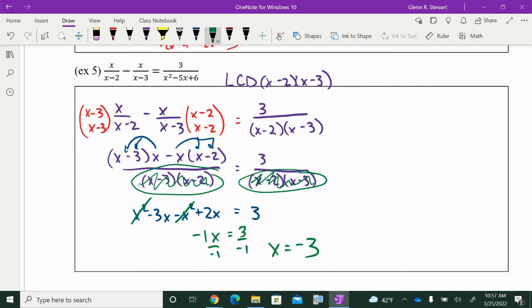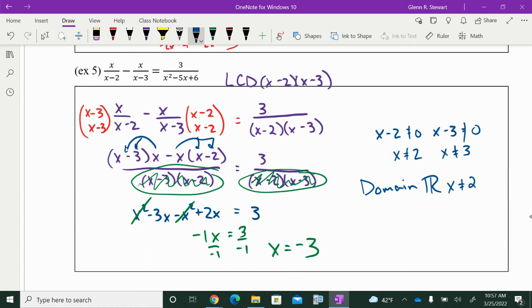Okay, we need to find the domain. And if you look at each of all those different denominators, the two things that stand out are x minus 2 and x minus 3. We need to make sure that they're not in our answer. So x cannot be 2. x cannot be 3. So our domain will be all real numbers, except where x is 2 or 3. That can't happen. And it just so happens that our answer is -3, not a +3. So that can be our solution.